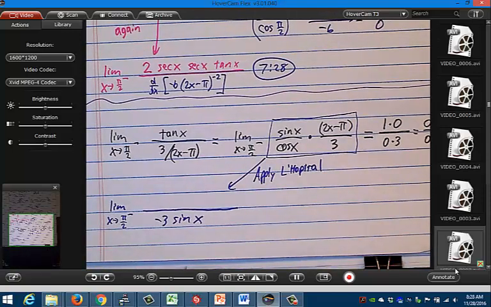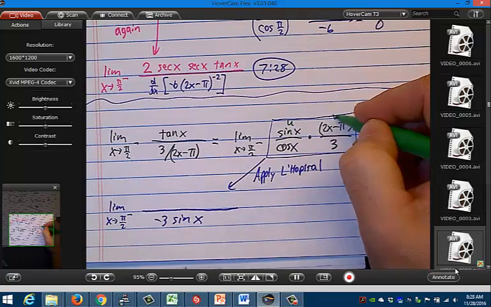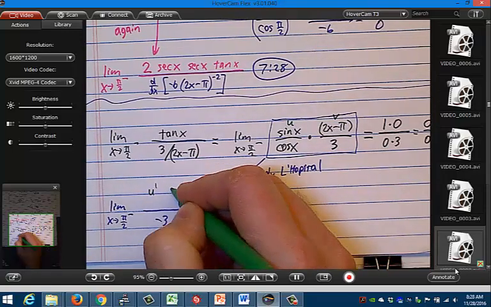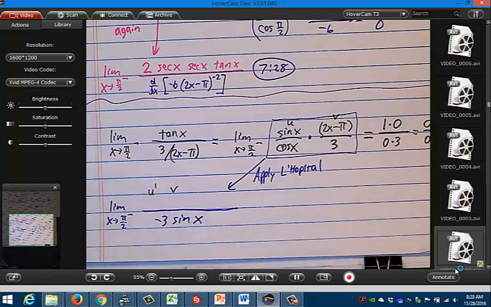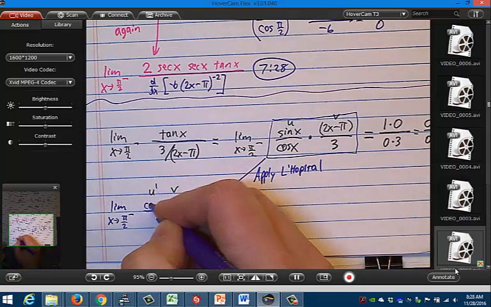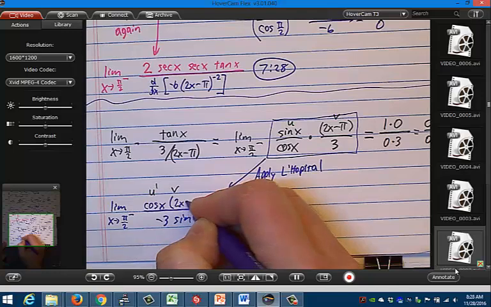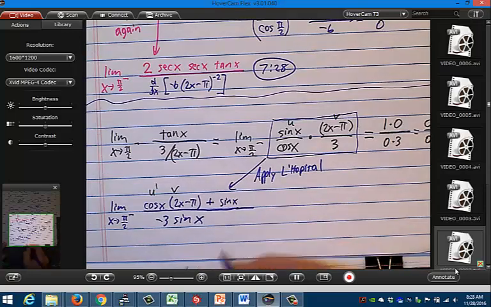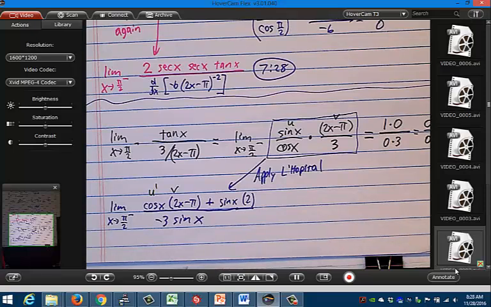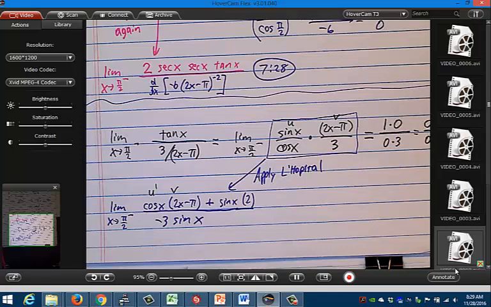Okay. In the numerator, I'm going to need a product rule to take the derivative of the numerator. So I'll call this sine of x my u and this 2x minus pi would be my v. So I'm going to do u prime v. The derivative of sine is cosine, so cosine of x times 2x minus pi plus sine of x times what? Times 2. That's better.